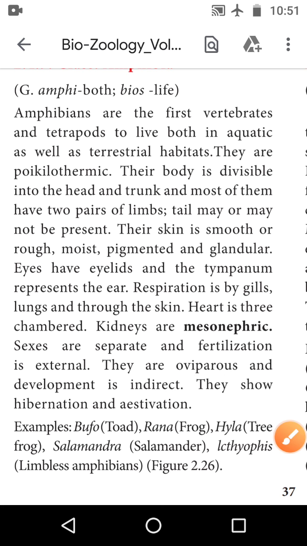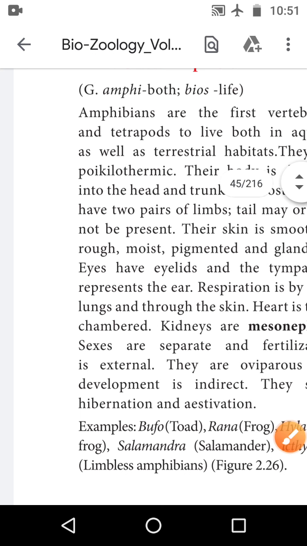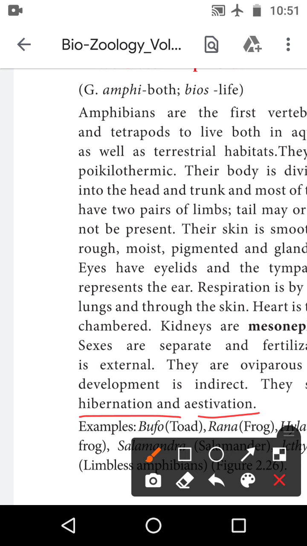The next one is hibernation and aestivation. Already you know what is meant by hibernation and aestivation. We already know it. What is the reason for hibernation and aestivation? Yeah, correct. It is commonly called winter sleep. Hibernation is a state of minimal activity and metabolic depression in the endotherms.